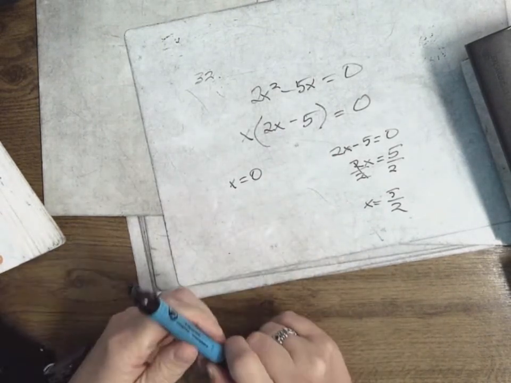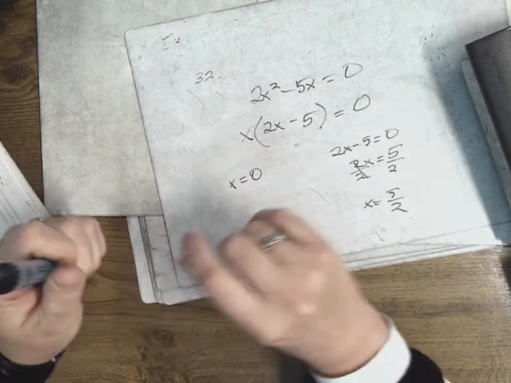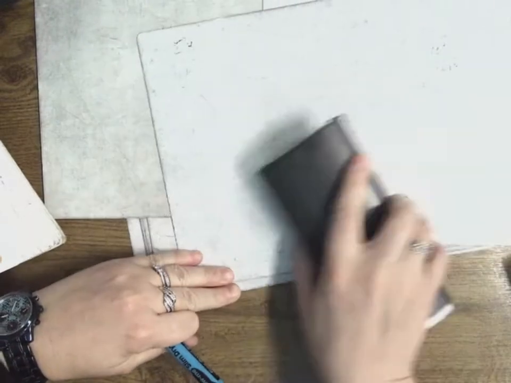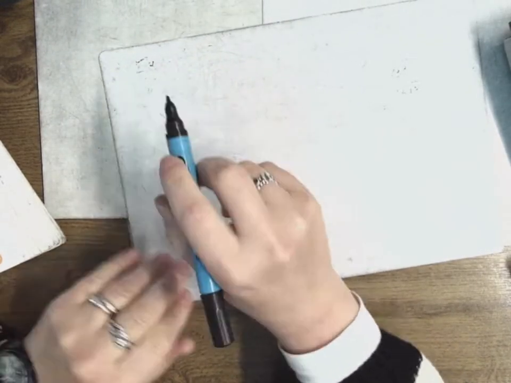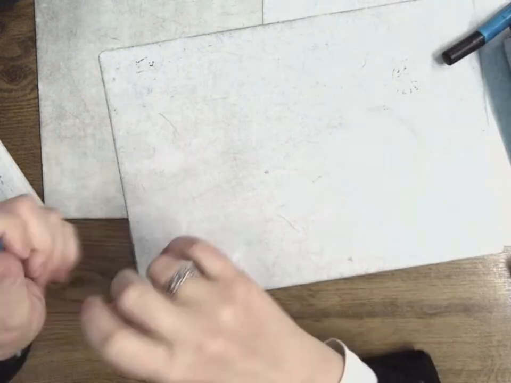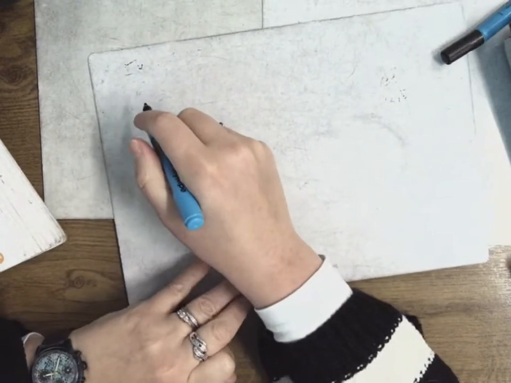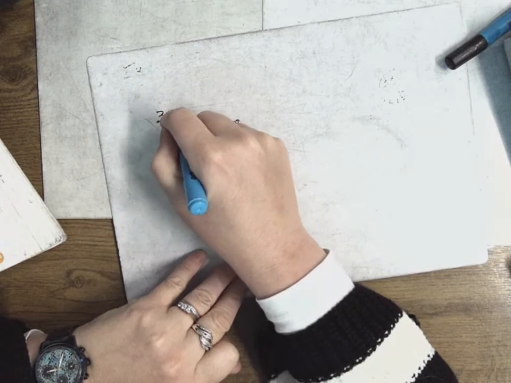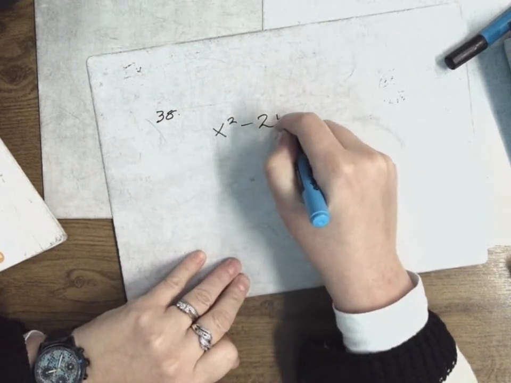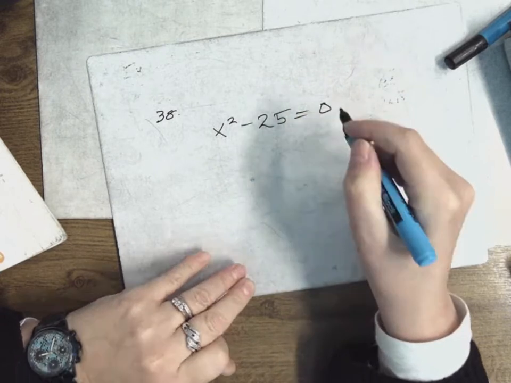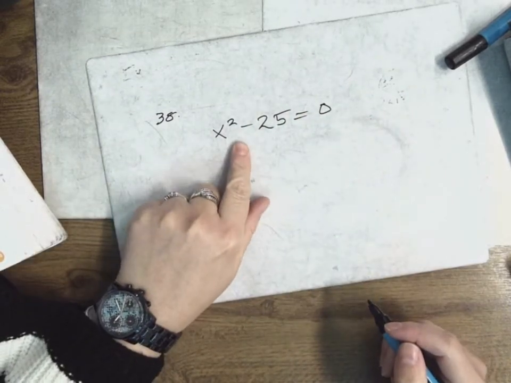Right, okay. So number 35 was okay, and he asked me to do number 38, okay? So number 38. I suppose a pen that writes would be handy. Right, 38 is x squared minus 25 equals 0. So in order to solve this, girls, you need to factorize first, okay?